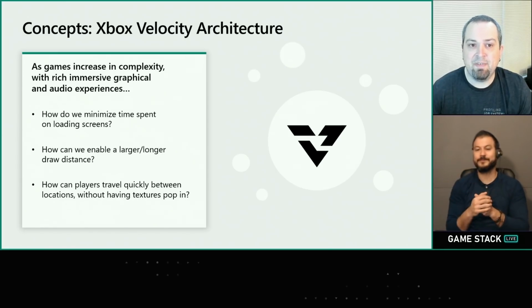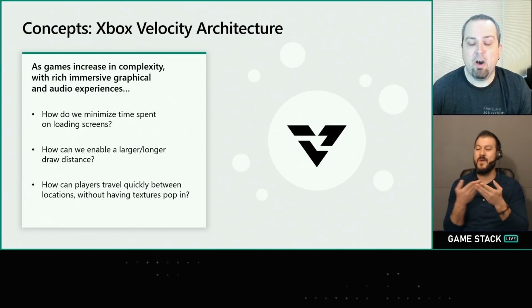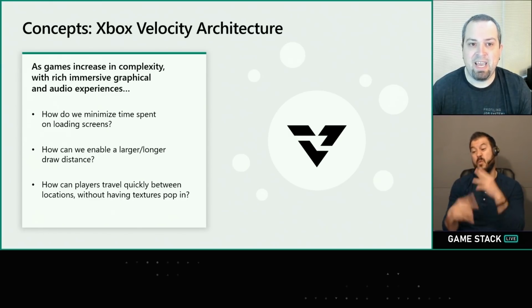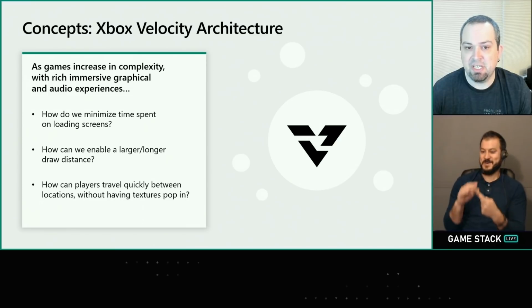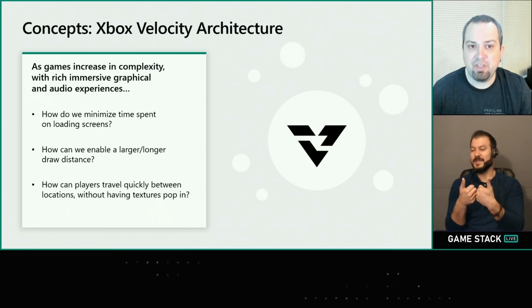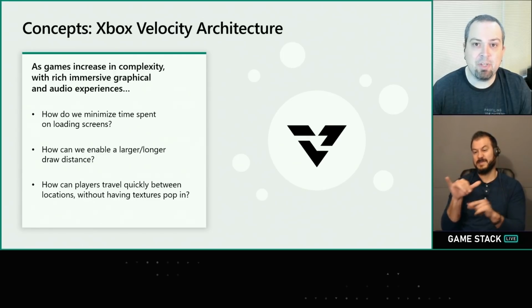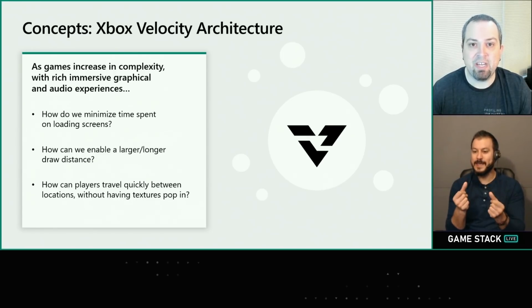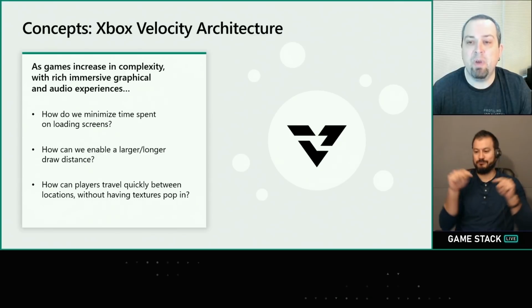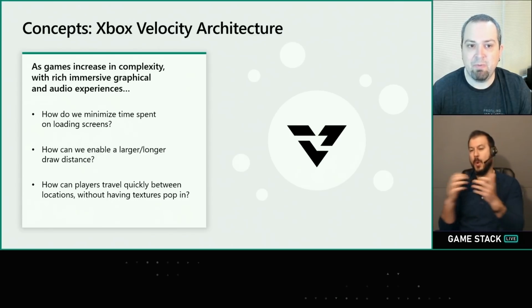Lastly, as we have seen, more games are becoming open world. Open world games provide a unique set of challenges, and the main issue that we wanted to address with the Xbox Velocity architecture was being able to quickly travel between two different regions without having textures pop in. We want to maintain that immersiveness.